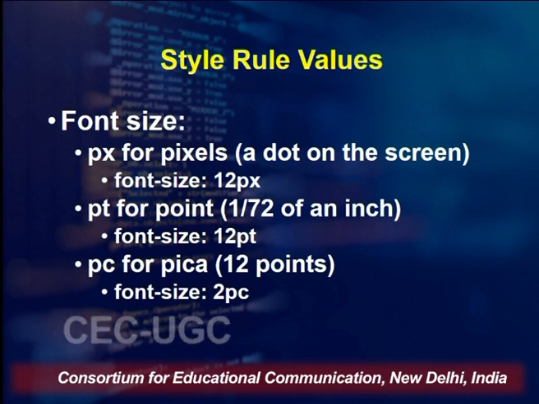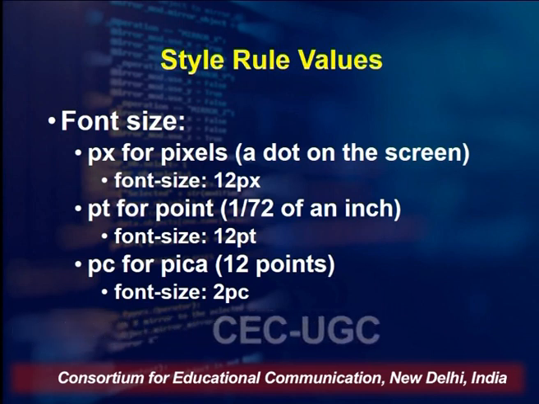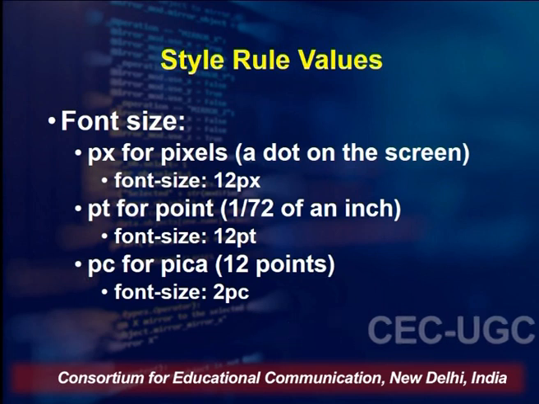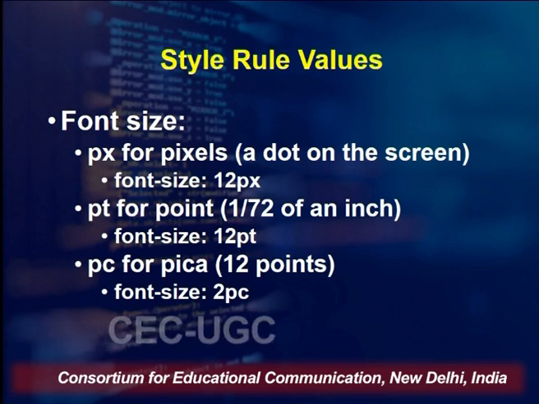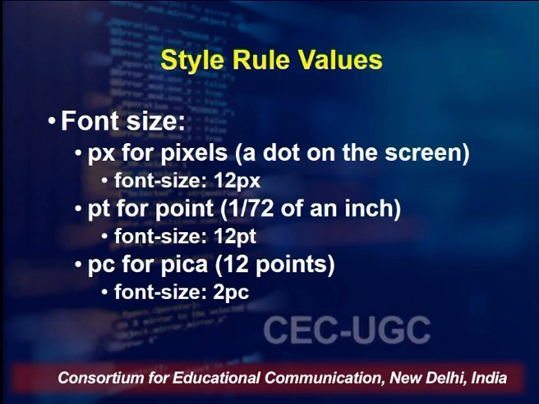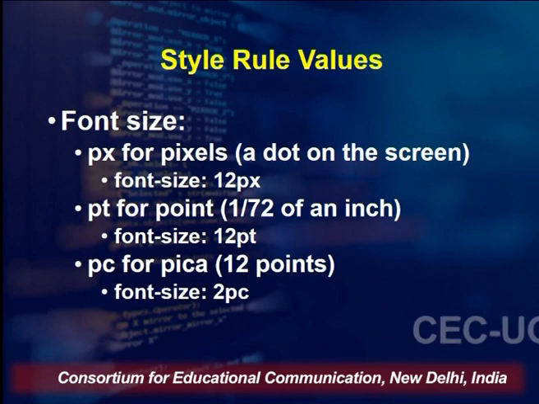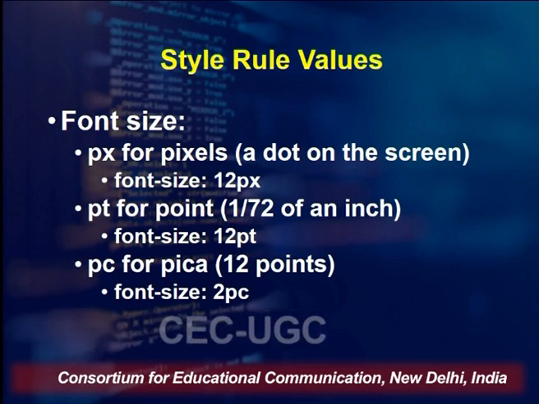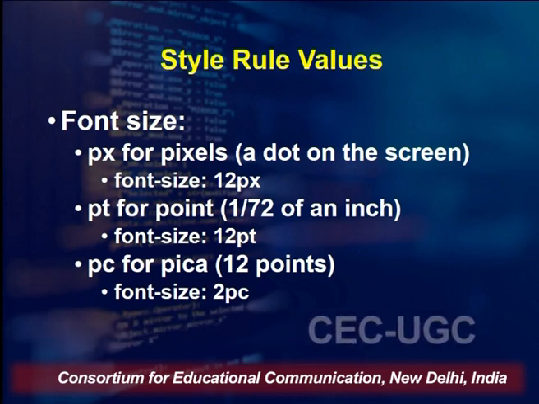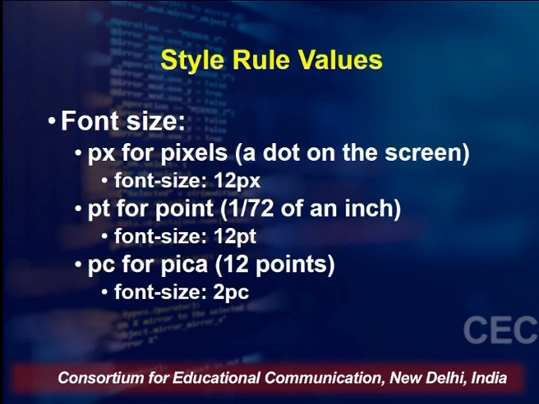So that also will give the same result, so 12 point. And then you can also use another notation called PC. PC stands for pica. Pica means 12 points. So if you write font size is equal to 2 PC, it means it is equal to 24 points, it is double.